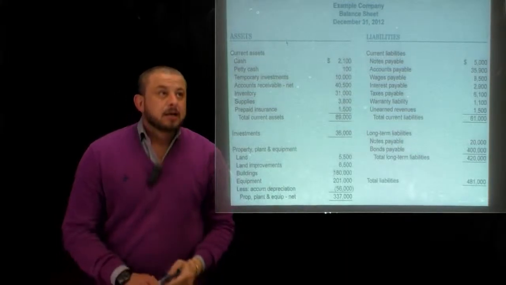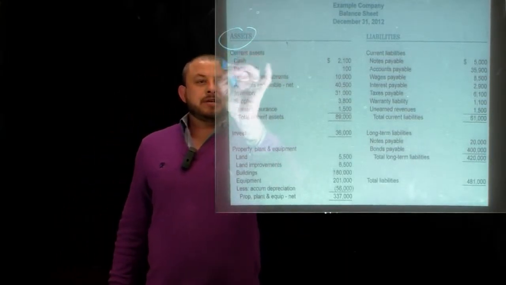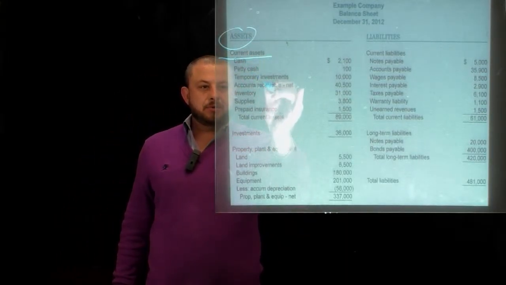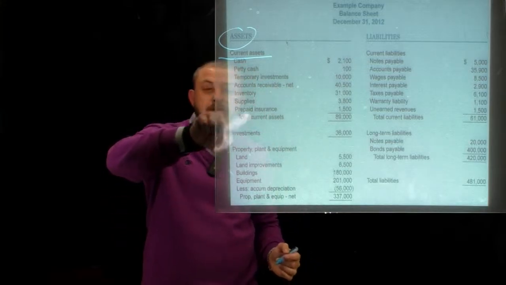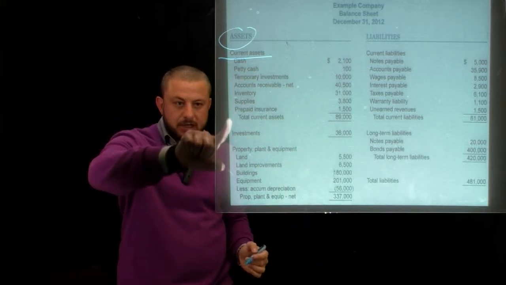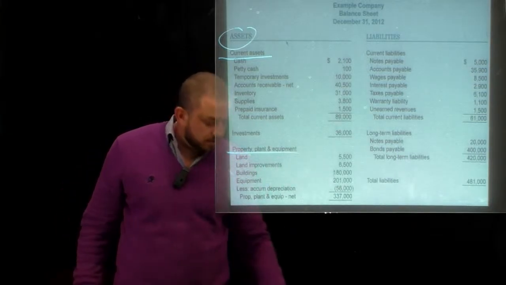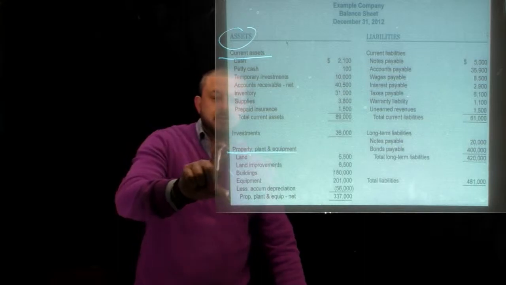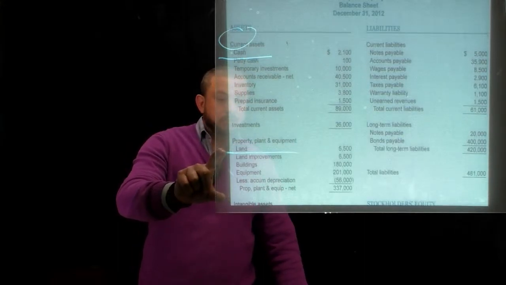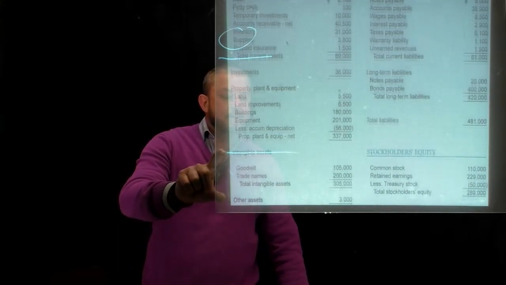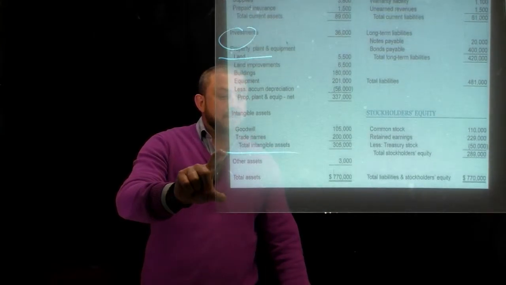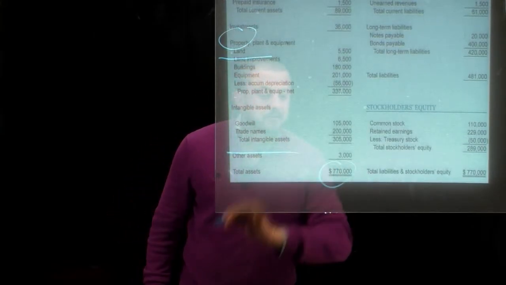Okay, so we have the assets over here. As you can see, current assets: cash, petty cash, temporary investments, accounts receivable, inventory, supplies, prepaid insurance. As I told you, the liquidity position is important over here. And starting from here, these are the fixed components of the total assets. And then we have other assets, then we have total assets.